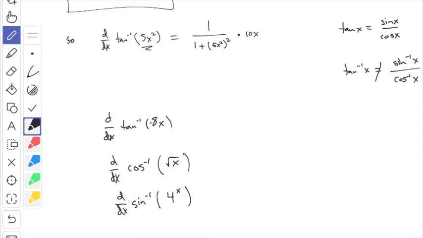Is the first one arctan of negative 3x? Sorry, say that again? Is the first one arctan of negative 3x? Negative 8x. Yeah. Sorry if it's hard to read.